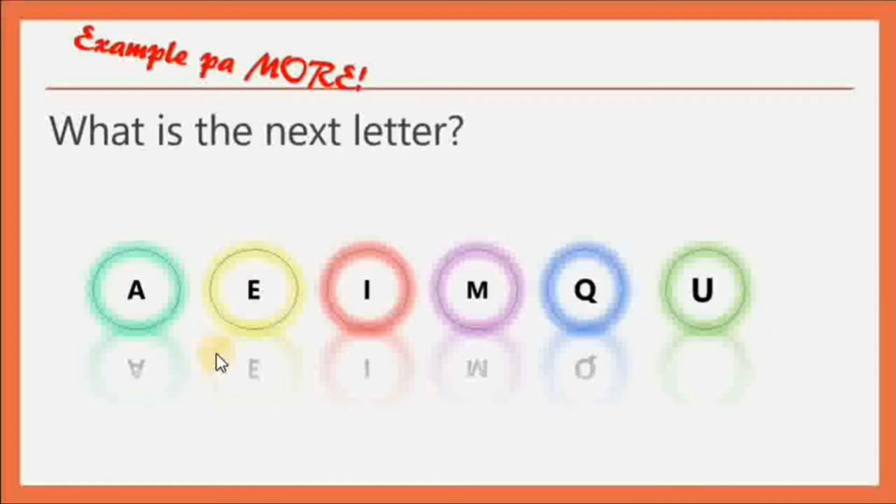From I, we skipped J, K, L to get M. From M, we skipped N, O, P to get Q. From Q, we skipped R, S, T to get U. So that's it.